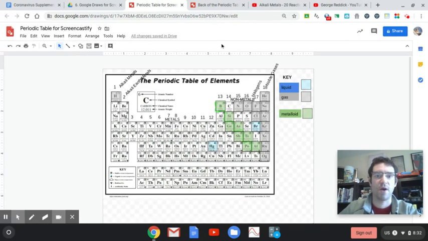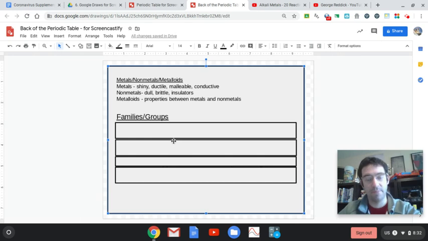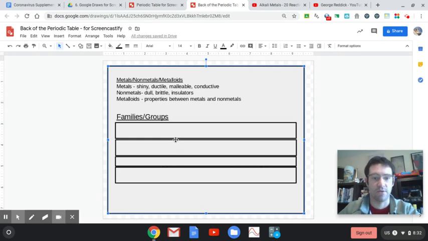Now, as far as their properties go, let's take a look at the back of the periodic table. I'd like you to fill these in on the back of your table. It might not take up as much space as it appears to on mine, but mine's big enough so that hopefully you can read it. Let's zoom in a little bit so we can see.